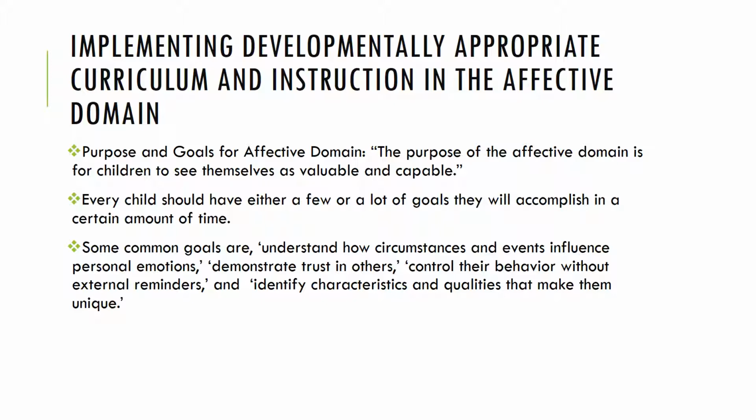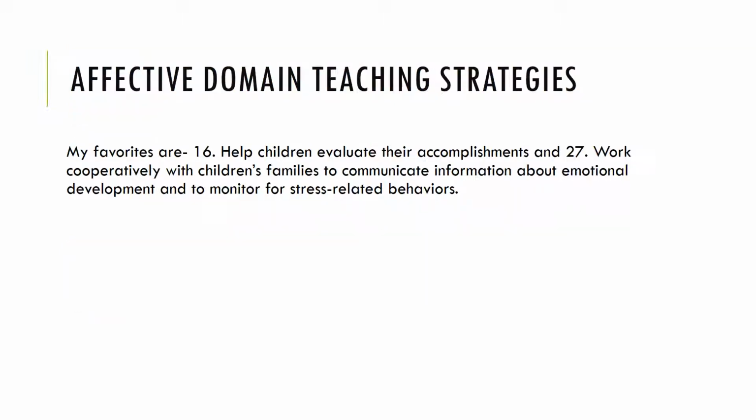Starting on page 317 in the book, there is a list of 27 different affective domain teaching strategies that we could all implement in our classroom. My favorites are 16, which says help children evaluate their accomplishments, and that goes back to the praising. And number 27, that says work cooperatively with children's families to communicate information about emotional development and to monitor for stress-related behaviors. I've said it, I think it's very important to have a great communication system with families, and I think that helps not only the families but their children as well.